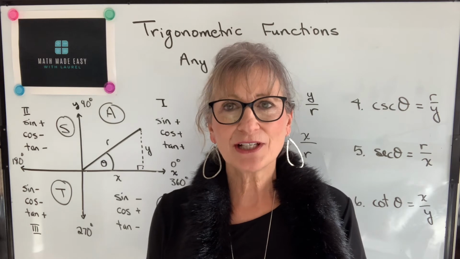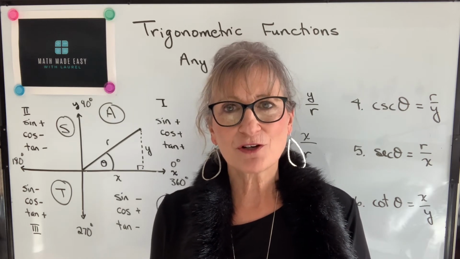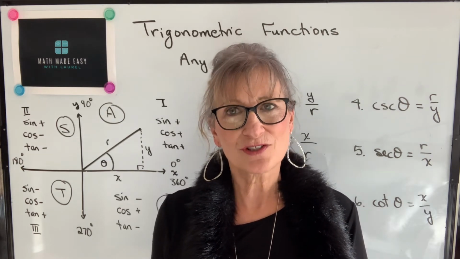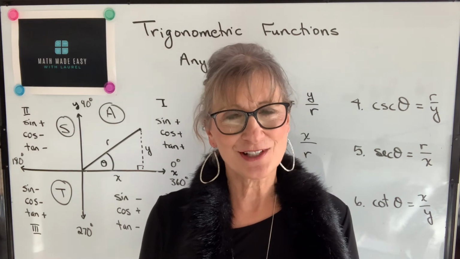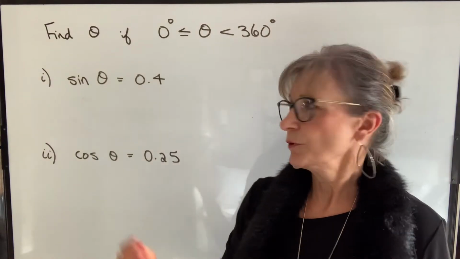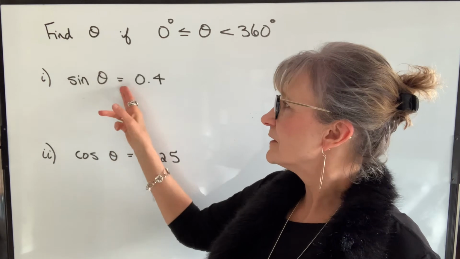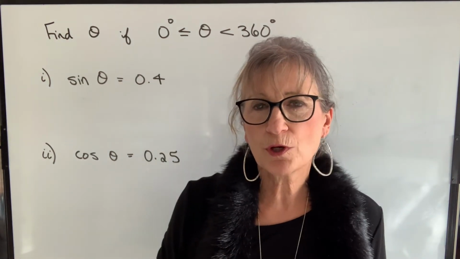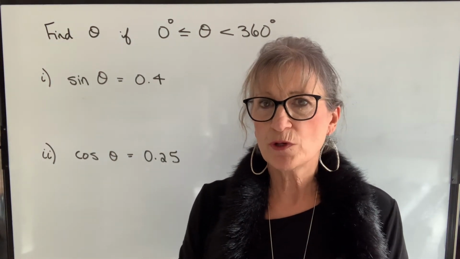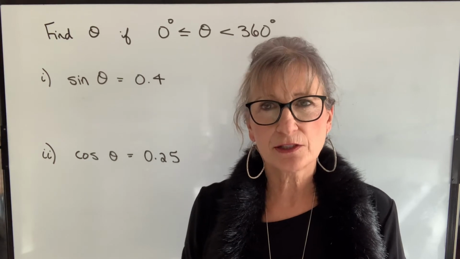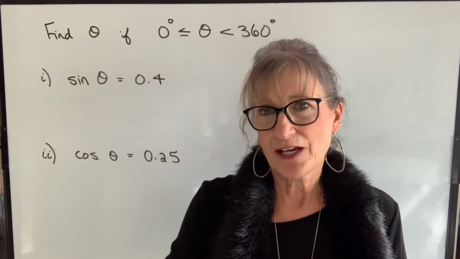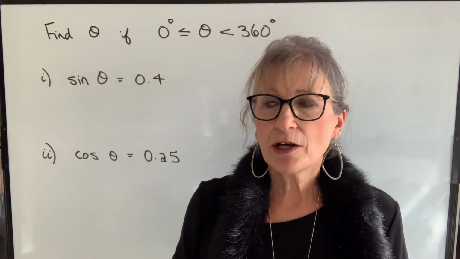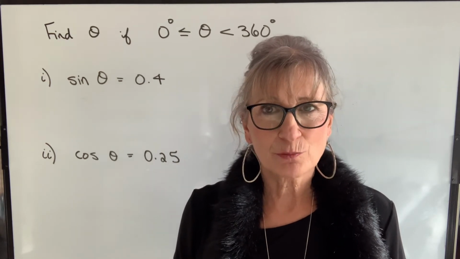So I want to take a look at finding the inverse trig functions and finding both angles, not just the one your calculator gives you. So let's take a look. In the past, when you were given a question like sine of theta is equal to 0.4, we were working with right triangles, which means we were only working with angles less than 90 degrees, which were angles in quadrant 1. So when we got an answer on our calculator, we knew it was the correct one.